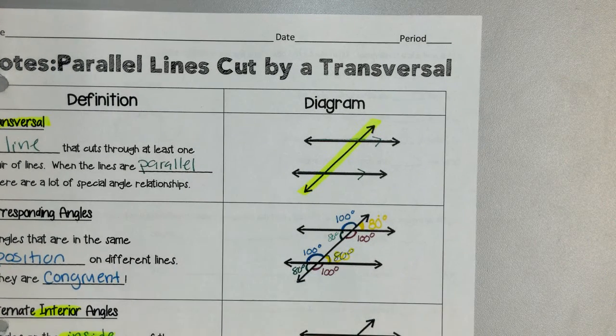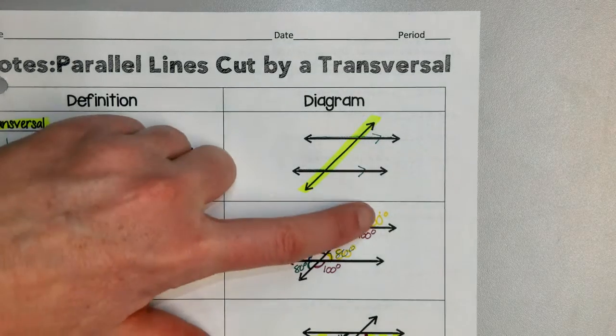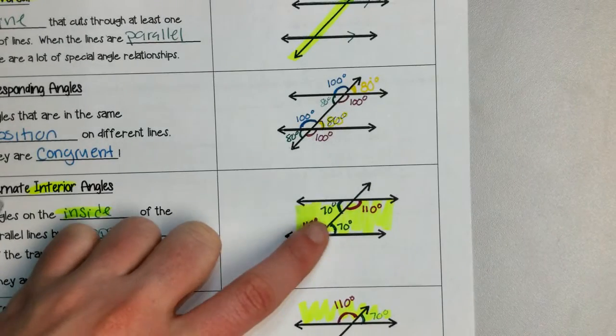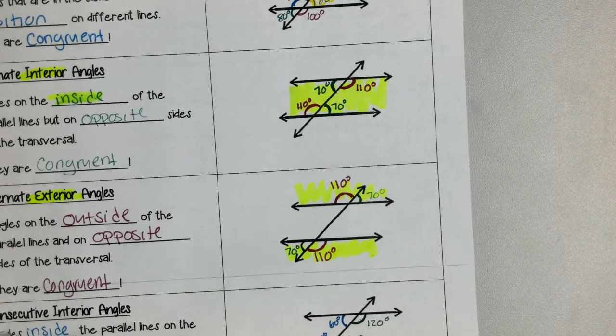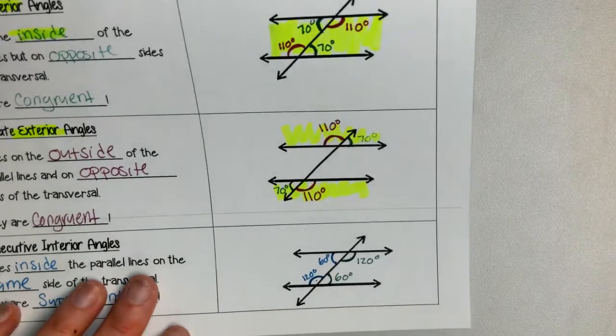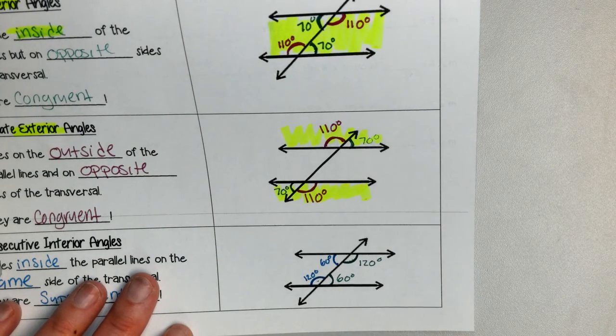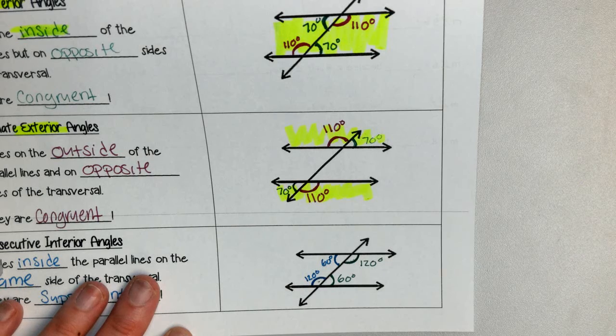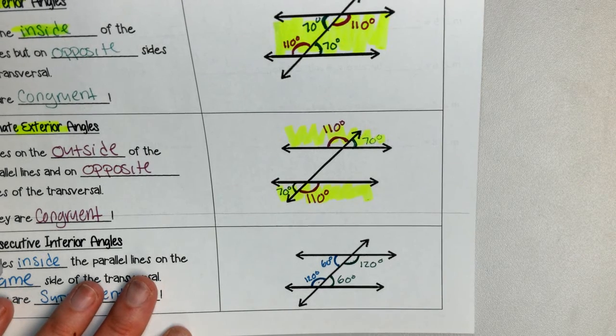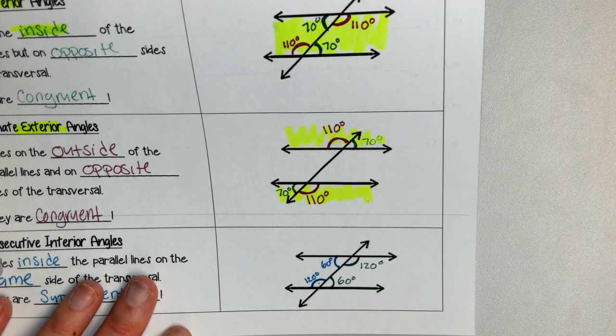You should notice that there are only 2 possible angle measurements, either 100 or 80, and this one would be either 70 or 110. This one would be either 60 or 120. So all the acute angles always have the same measurement when you have parallel lines cut by a transversal. All of the obtuse angles have the same measurement when you have parallel lines cut by a transversal. Okay?